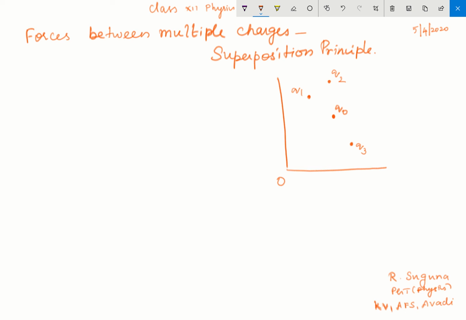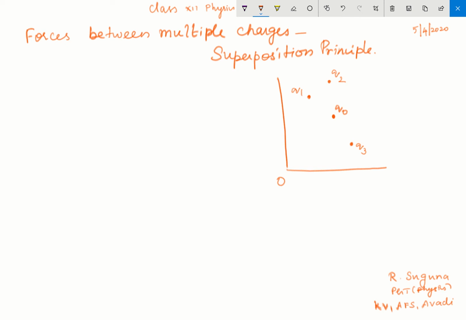Therefore, our aim is to find the force on Q naught due to so many charges. That is given by the superposition principle. What is the superposition principle? The total force on any charge due to a number of other charges at rest (now we are dealing with only electrostatics) is the vector sum of all the forces on that charge due to the other charges.